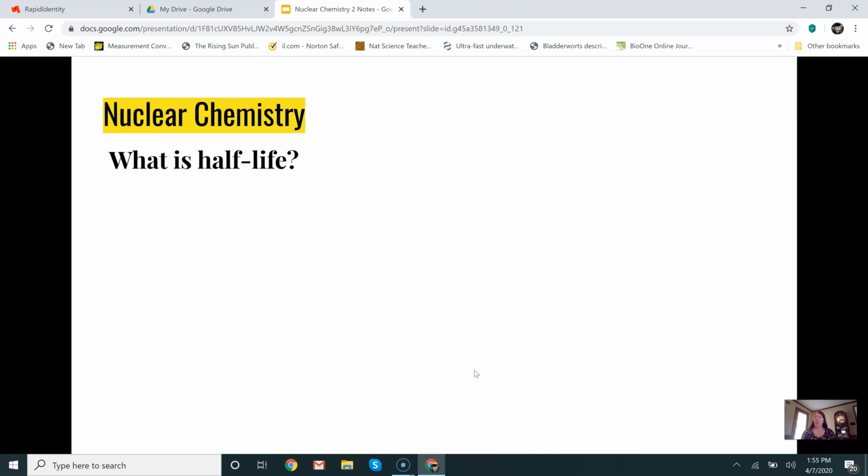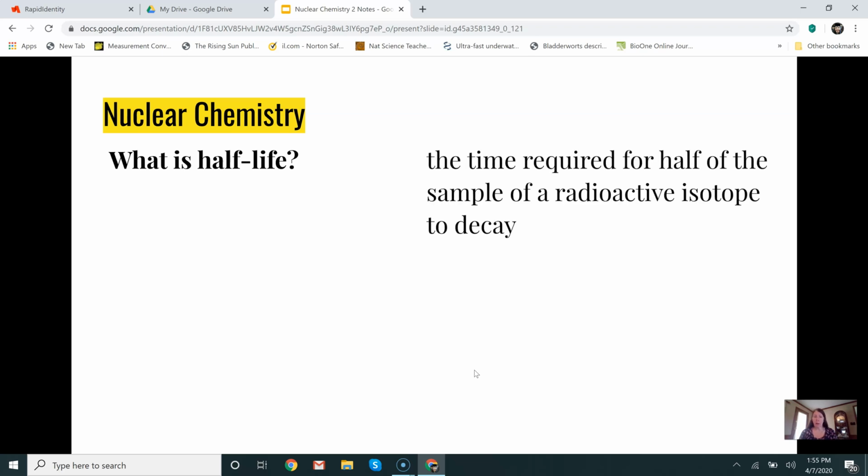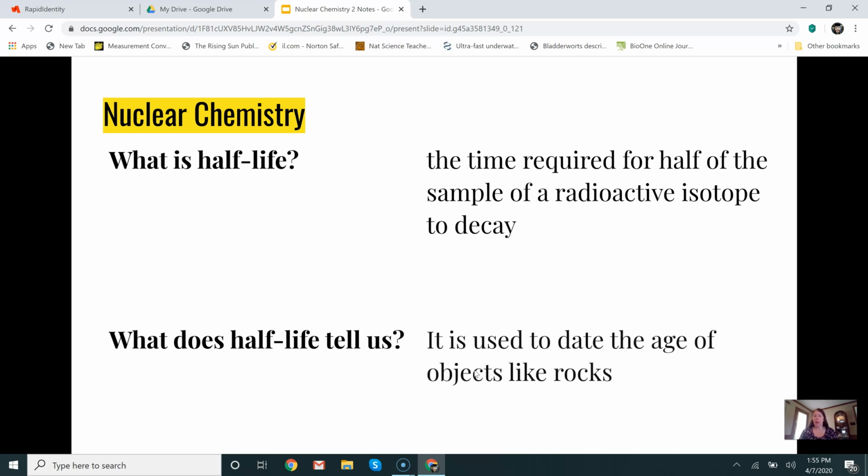So the last thing we want to cover today are half-lives, and what exactly is that? Well, when we are looking at nuclear materials, we know that things that are radioactive decay at a certain rate, okay? And so we can get that information from tables, and we can use this info to date things like rocks.